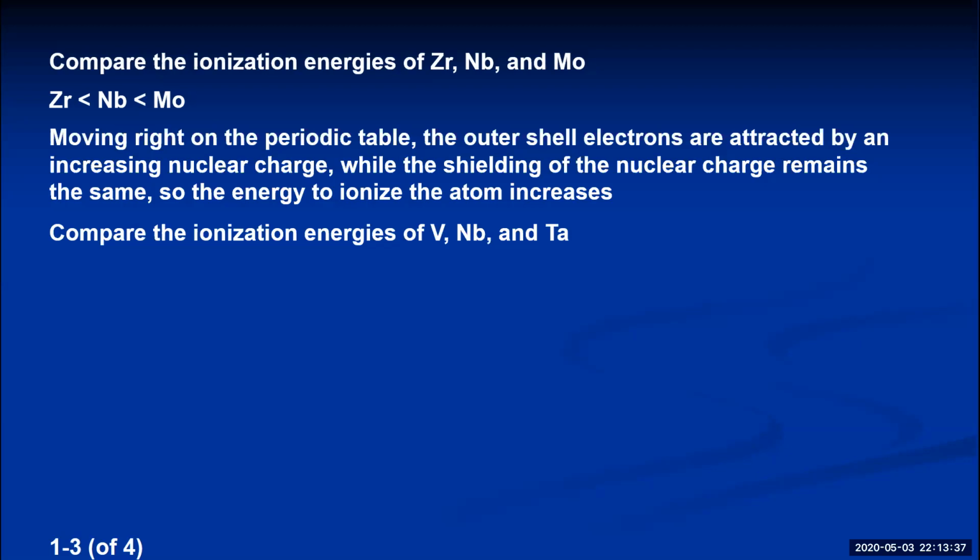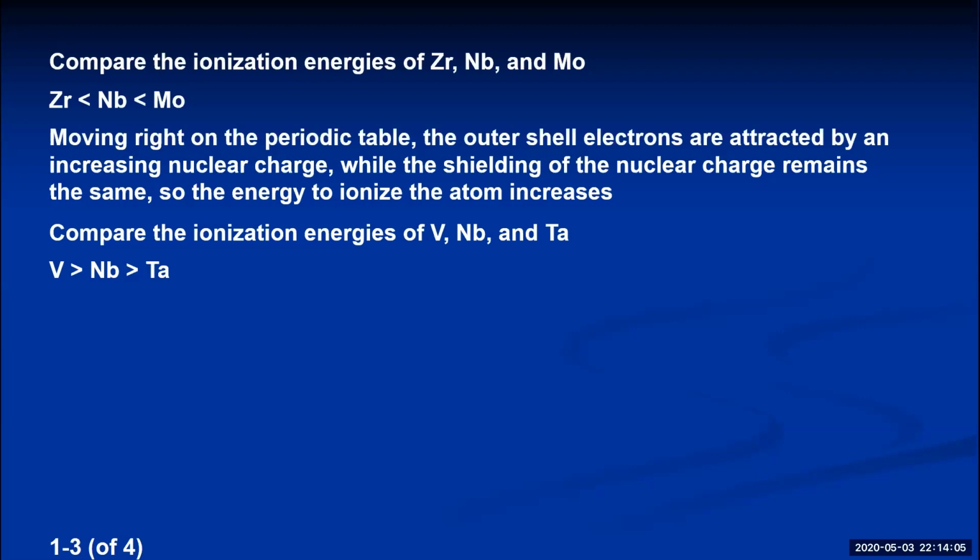Let's have you compare the ionization energies of vanadium, niobium, and tantalum. These are three elements in the same column on the periodic table, and the general trend for ionization energies is, as you go down a column on the periodic table, the ionization energies decrease. That means vanadium, being at the top of the column, would have the highest ionization energy, then niobium would be a little bit smaller, and tantalum would be the smallest of these three.